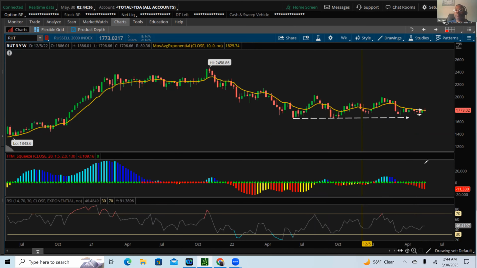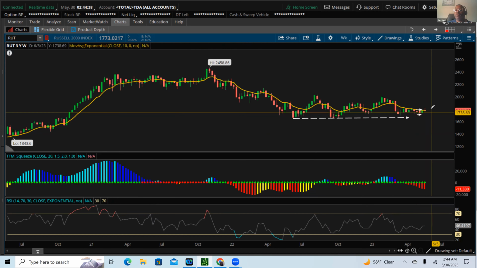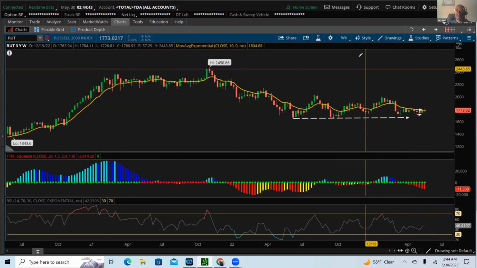Here's the weekly chart. It shows it's just been going nowhere. The Russell's been stuck at this 20 period moving average. It's been going nowhere.